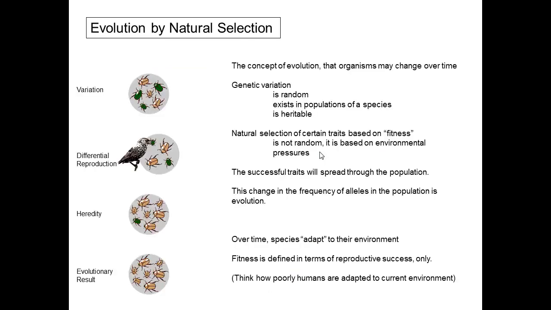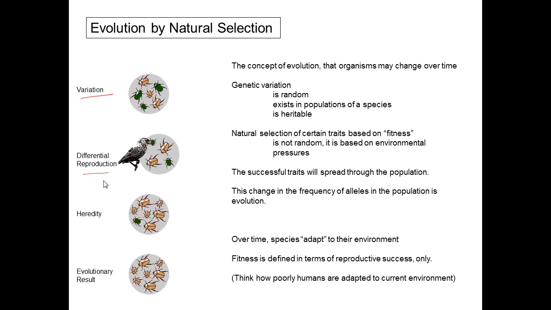So in this slide, we see the mechanism of evolution: that there is a variation that exists in an environment or a species of beetle. Here it is color. The implication is that the color difference is based on a genetic difference. That doesn't always have to be the case, but that's the assumption here.